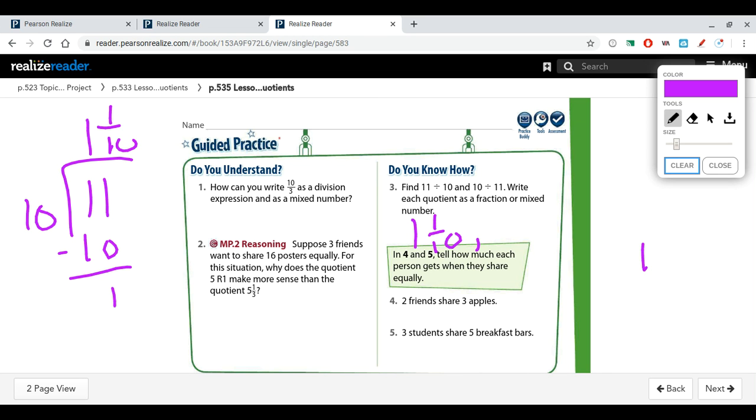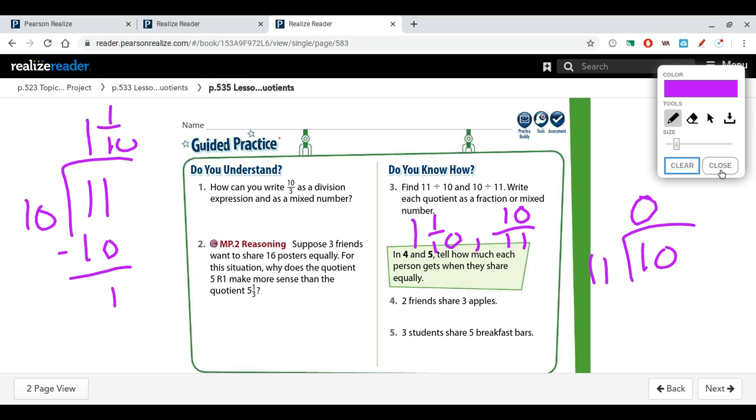But then when I do 10 divided by 11, oh, I can't do that. I end up with 0. So it's going to be 10/11. So showing you why the order of your numbers matters. In this case, because 11 was a large number, I end up with a mixed number. 10 was a smaller number, I end up with a fraction. All right, and 4 and 5 tell how much each person gets when they share equally. So if you need to write it out as a division problem first and then solve from there, you can.